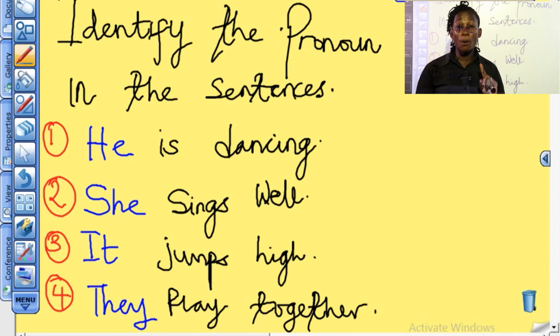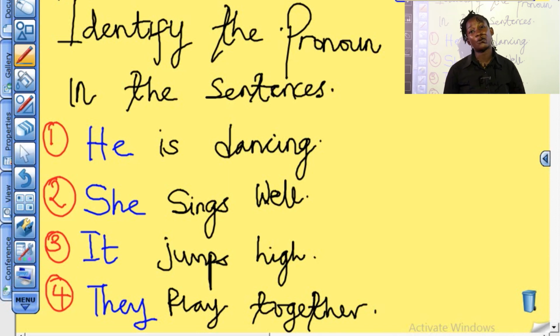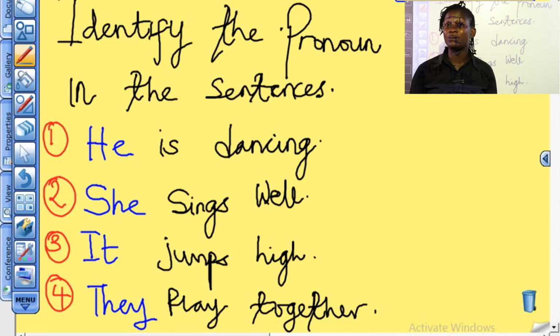Remember I told you we have more pronouns. We have pronoun ourselves, we have pronoun they, we have pronoun themselves, itself, and the likes.